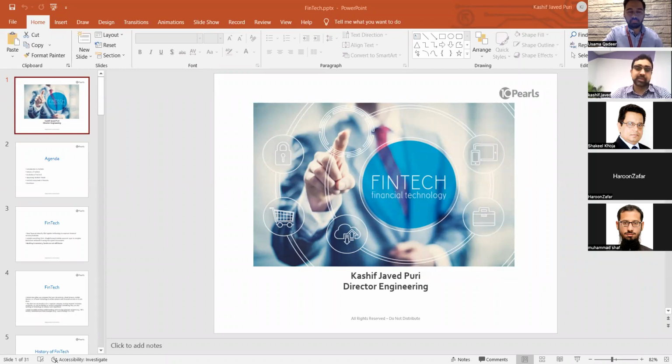So as you already know, the topic of today's discussion is fintech. I understood that most of the audience is from business and computer science students. So maybe I would like to ask first, what is your expectation from this session today? Anyone from the students, if they can just share their idea of what they expect from today's session. Can we have someone to share his idea?